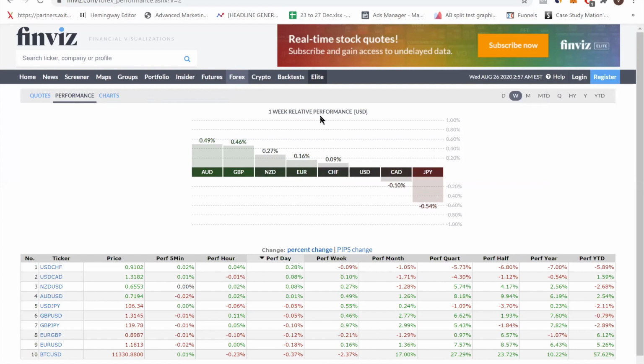So what does this tell you? This tells you the relative performance of the currency pairs against the dollar. Of course, dollar against dollar, it's nil, not applicable. In this case, today is a Wednesday, you can see over here. You can see that the strongest currency is Aussie and the weakest currency is yen.